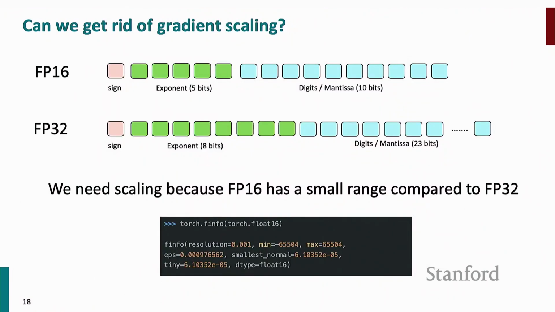So the reason why we have to do the scaling is, just recall the role of the bits in green. That tells you what is the dynamic range of the data type. And we needed scaling because FP16 has a much smaller range compared to FP32, right? And so because of that, FP16 cannot represent very small numbers. Okay, so how do we solve this? Any ideas?